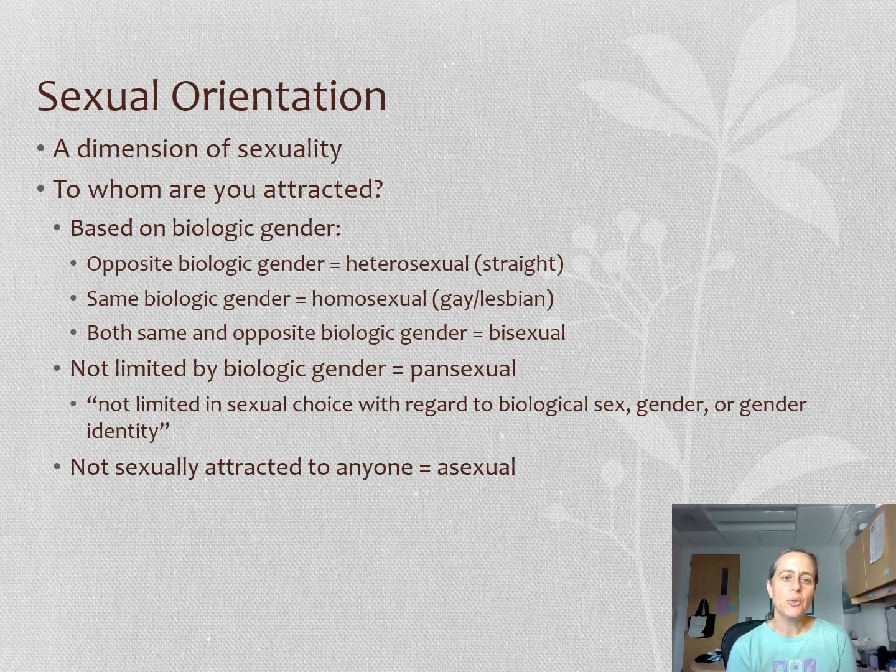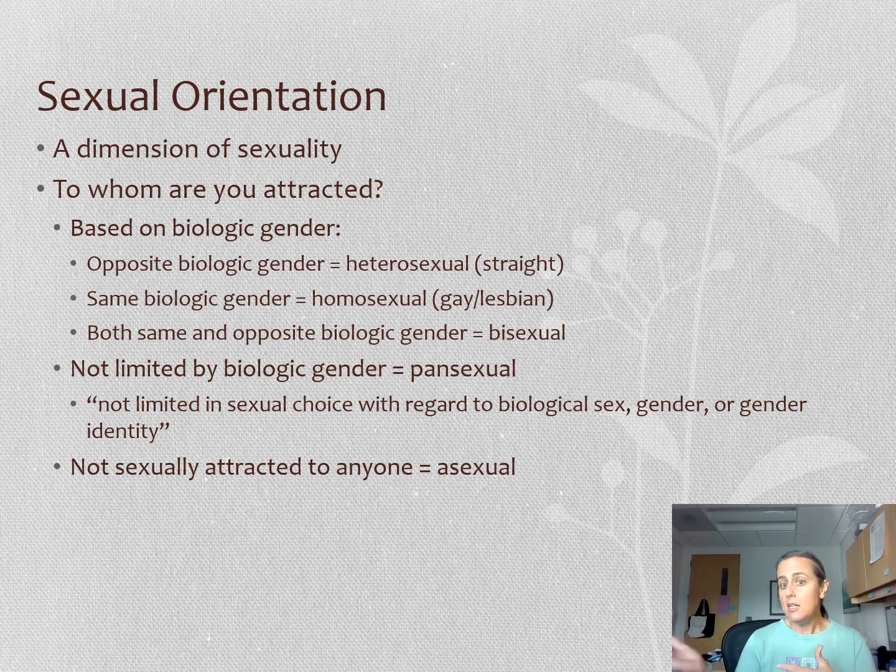And so sexual orientation is talking about to whom are you attracted? What types of people, body types, genders? It all gets really confusing because there's lots of different things tied up in that. But in our society, we often reduce it to biologic gender. If you're attracted to people who have the opposite biologic gender or biologic sex from you, we call that heterosexual. Hetero means different from, or straight. And if it's somebody who is the same biologic gender, we use the term homosexual. Homo means same as, or gay and lesbian.